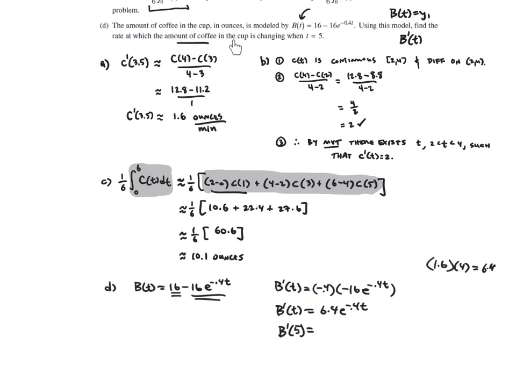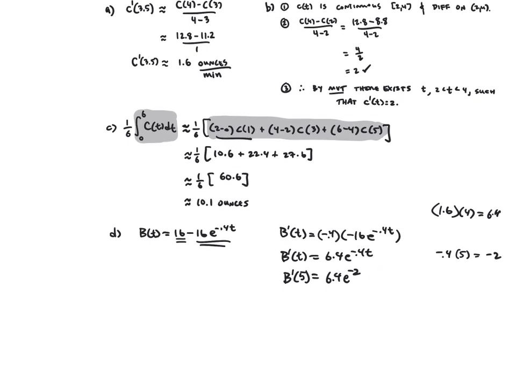Okay, I want the rate at which the amount of coffee in the cup is changing when t equals 5. Okay, so that's going to be 6.4 e to the negative 0.4 times 5, which will be e to the negative 2. So negative 0.4 times 5 is negative 2. Okay, so you could leave your answer just like that. And this would be ounces, ouch, not ouches, ounces per minute. Okay, or you could rewrite it as 6.4 over e squared ounces per minute.